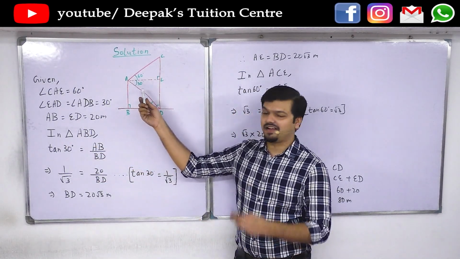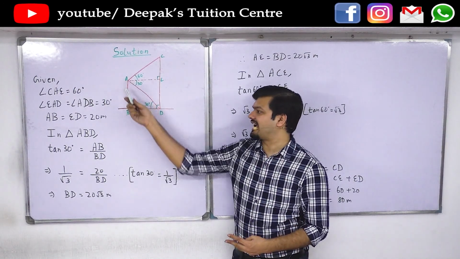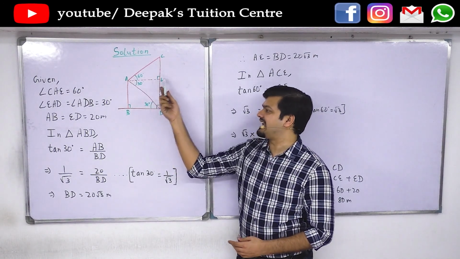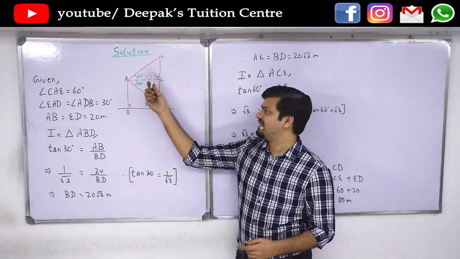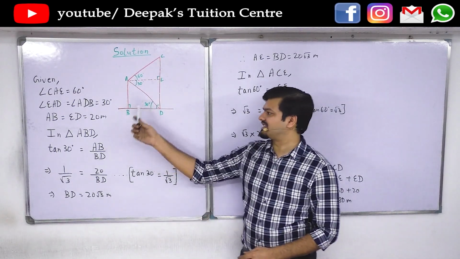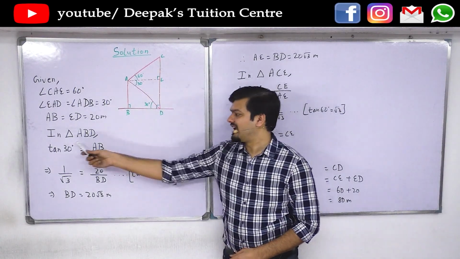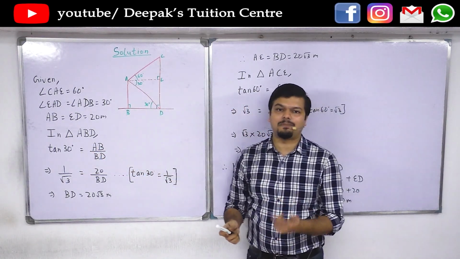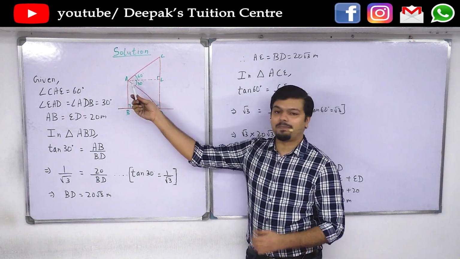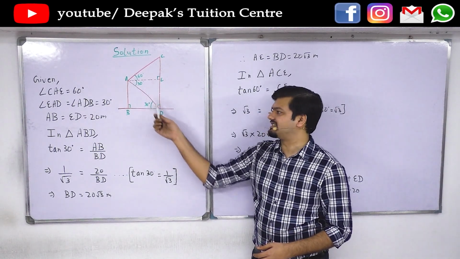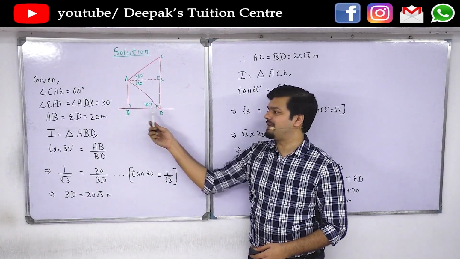So I have three right angle triangles here. Triangle ABD, triangle AED and triangle ACE. I am using only these two triangles. So first in triangle ABD, tan 30 equals to perpendicular by base. So the perpendicular is AB and the base is BD.